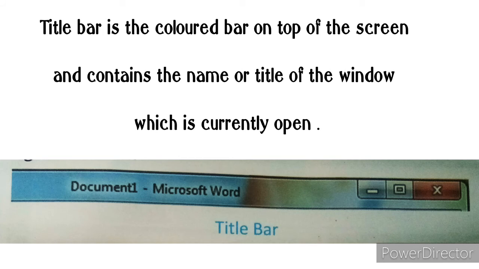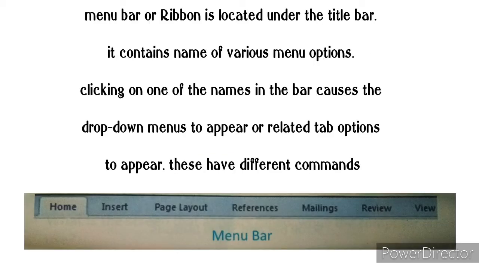Title bar is the colored bar on top of the screen and contains the name or title of the window which is currently open. Menu bar or ribbon is located under the title bar. It contains names of various menu options. Clicking on one of the names in the bar causes a drop-down menu or related tab options to appear. These have different commands.